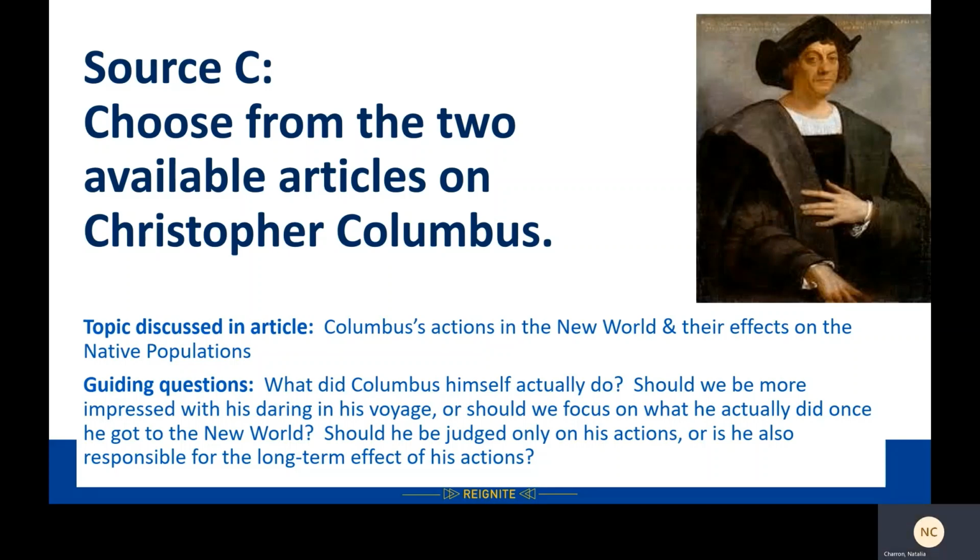What did Columbus himself actually do? Should we be more impressed with his daring in his voyage, or should we focus on what he actually did once he got to the New World, to the Americas? Should he be judged only by his actions, or is he also responsible for the long-term effects of his actions?